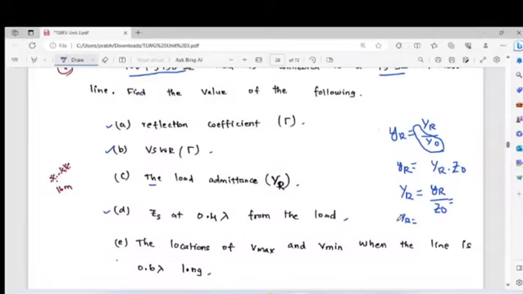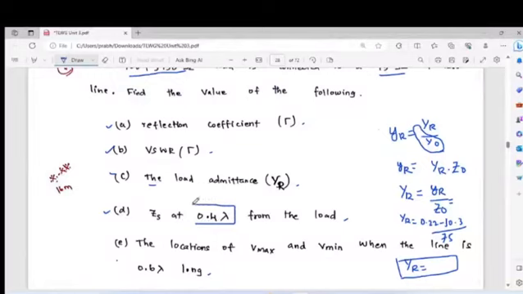So 0.22 minus j 0.3. What about Z naught? We know that is 75. So when you divide this value by this value, you will get the value of the load admittance. This is how we have to find out the load admittance value. I hope you are clear with this. Then we are going to find out the next parameter, that is the input impedance at 0.4 lambda from the load. This is very easy.